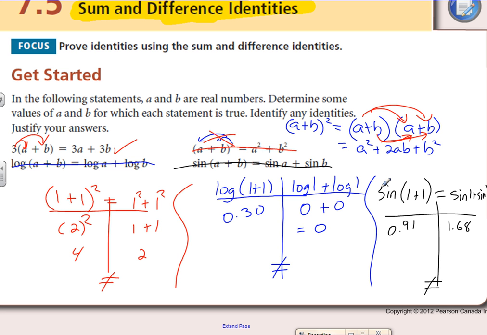Moral of the story here. We can distribute a number, but you cannot distribute an instruction. Log, instruction. Squared, instruction. Sine, instruction. That's a function. You can't distribute a function, but you can only distribute a value, a number.